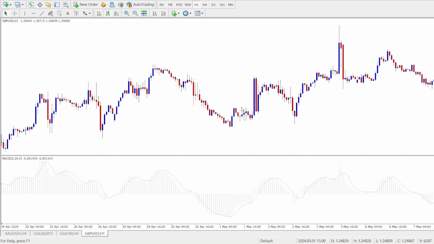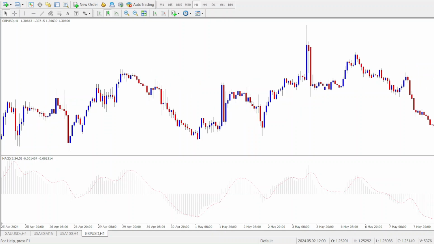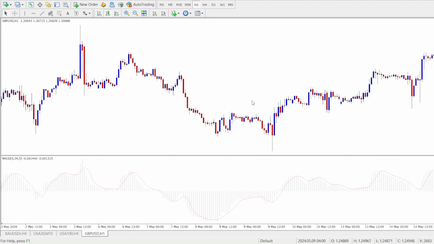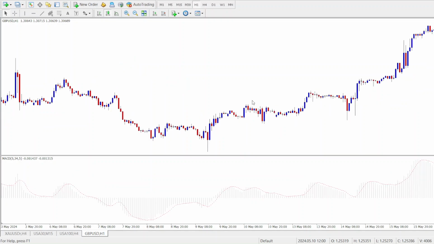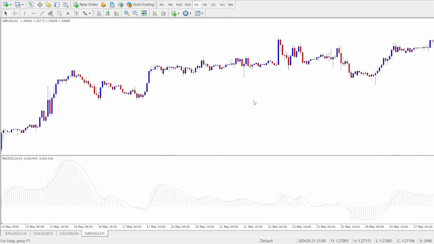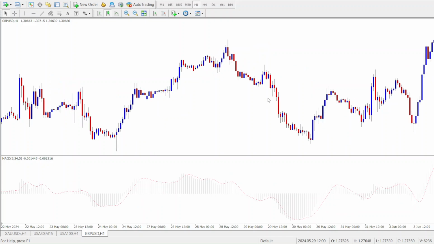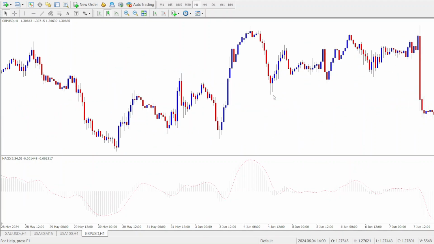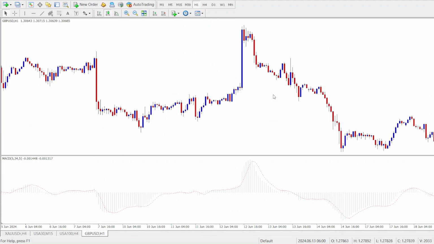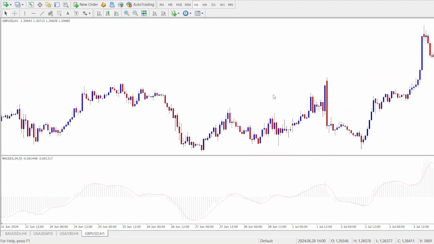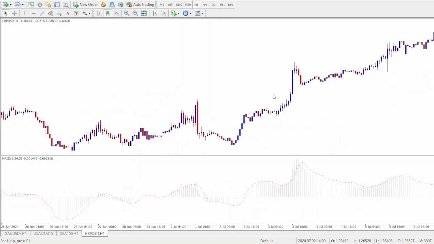Let's just look for another example. Price makes a lower low, but the MACD makes a higher low. Let's look for a good example for that. Now, the divergence is not something that occurs all the time, but it actually occurs, right? You might not see it always, but it occurs.